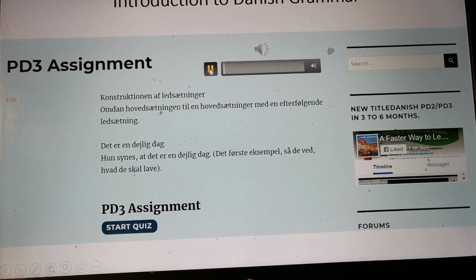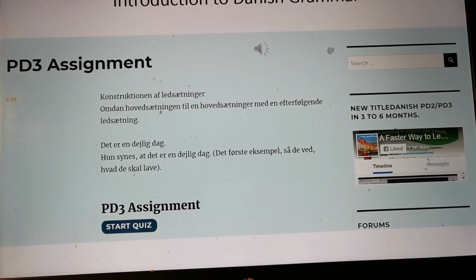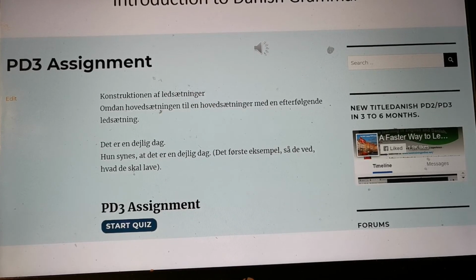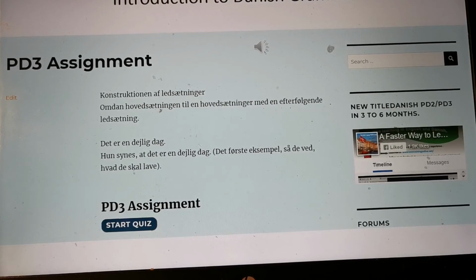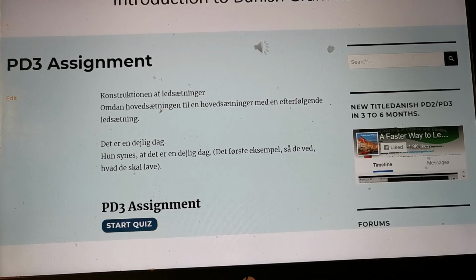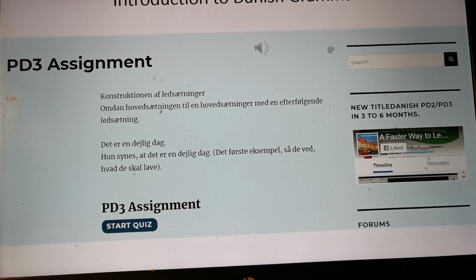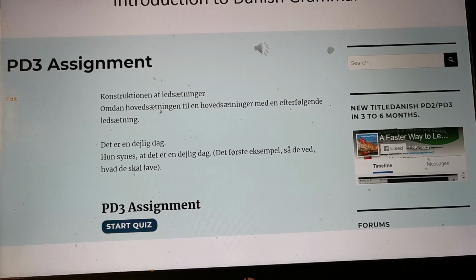The fourth assignment is on complete and incomplete sentences. Though on the website it is indicated as an assignment for PD3, it is also okay for PD2 course participants. For the assignment you are required to convert a complete sentence into a sentence with a complete sentence and an incomplete sentence. Example: Det er en dejlig dag.